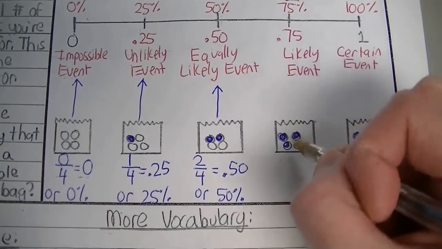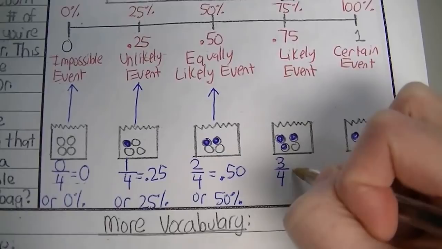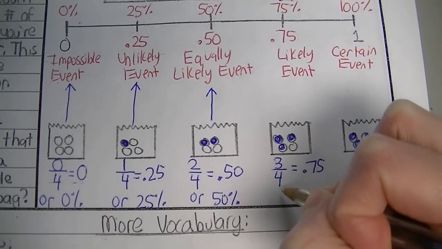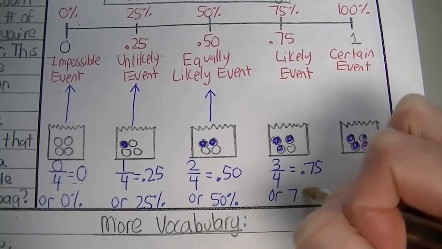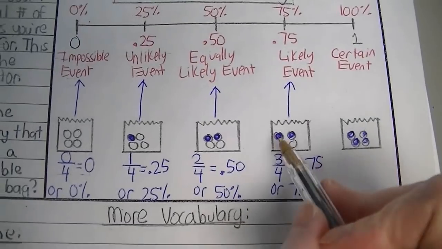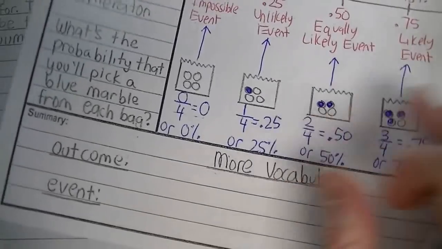Right here, you'll see that we have 3 blue marbles out of the possible 4 marbles, and 3 divided by 4 is 75 hundredths. Well, 75 hundredths as a percent is 75%. And you'll see that it's a likely event. It's likely that you're going to draw a blue marble from this bag, okay?